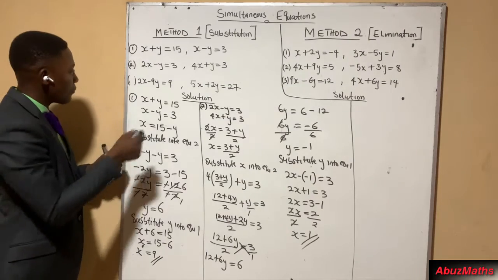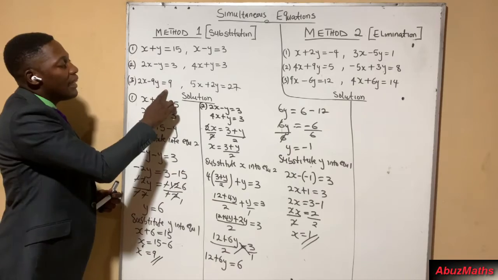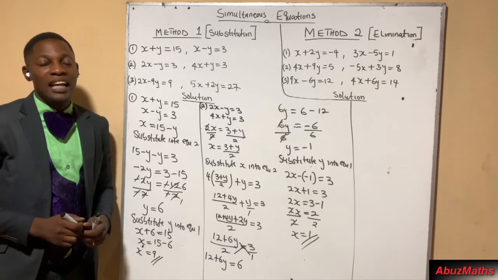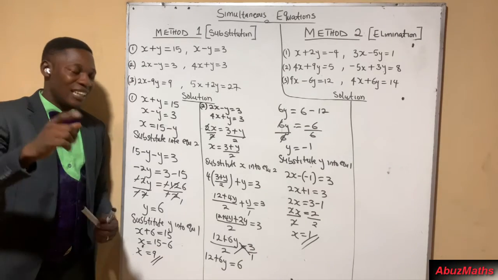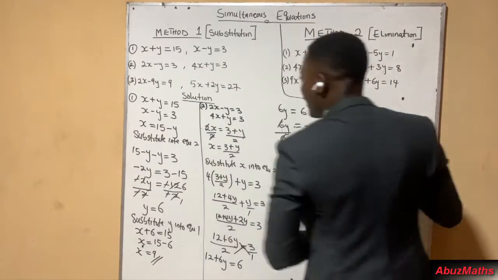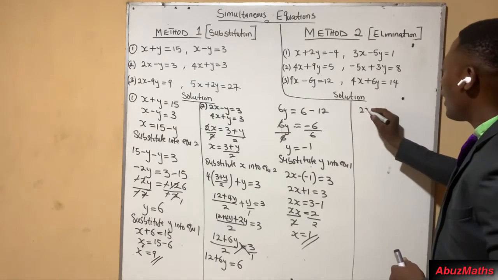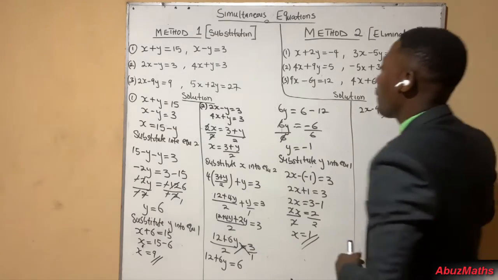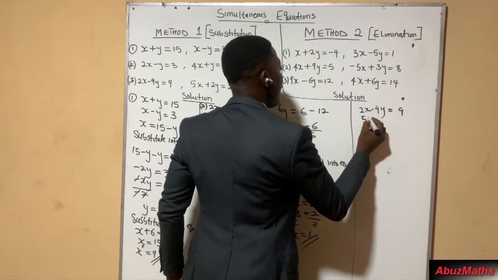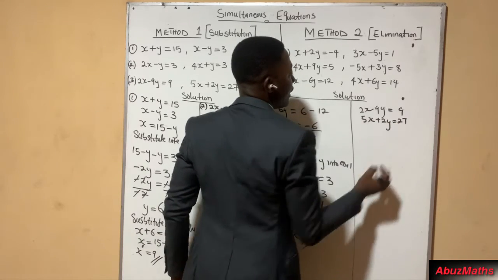Number 3 says 2x minus 9y is equal to 9 and 5x plus 2y is equal to 27. All right, I know you've done that, so let's see if you are correct. Now let's solve that here. So we have 2x minus 9y is equal to 9, and we have 5x plus 2y is equal to 27.